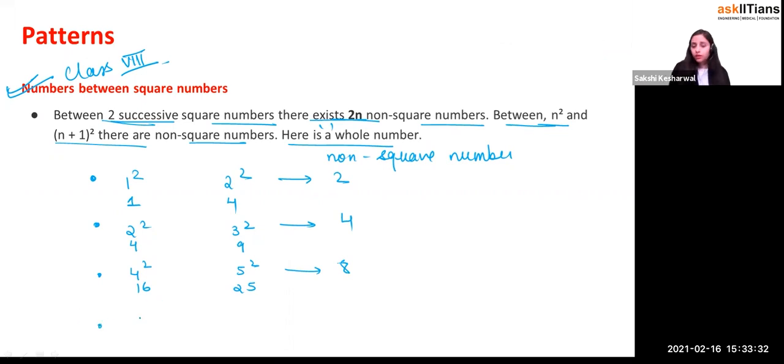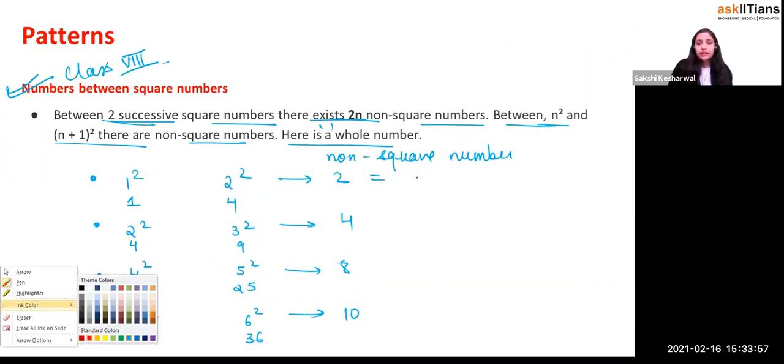Okay, just see this. If I write 5 square and 6 square, 5 square is how much, beta? 25, and 6 square is how much, beta? 36. How many numbers are there? Just count. 26, 27, 28, 29, 30, 31, 32, 33, 34, 35. 10 numbers are there. Yes or no?